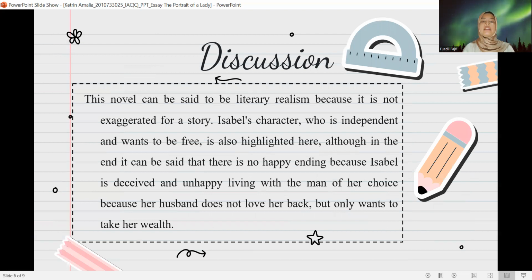And the discussion: this novel can be said to be literary realism because the story is not exaggerated. Isabel Archer being independent and wanting to be free is also highlighted here. And although at the end of the story we cannot say that it is a happy ending, because the man of Isabel's choice doesn't love her back, but only wants to take her world.